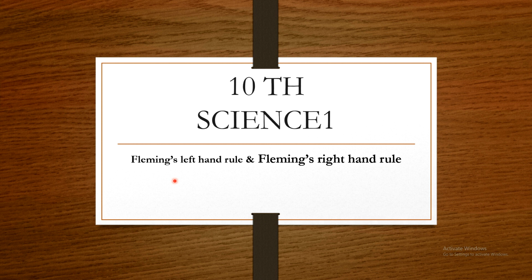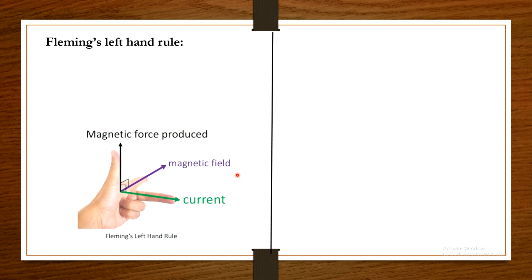Hello students, today we are going to discuss 10th Science. Here we are going to discuss Fleming's left hand rule and Fleming's right hand rule. So what is the main difference and how to understand these two rules? First one is Fleming's left hand rule. You can understand it with this diagram.